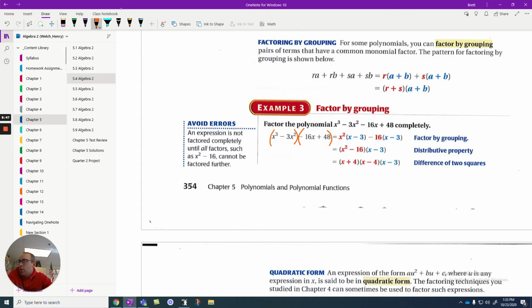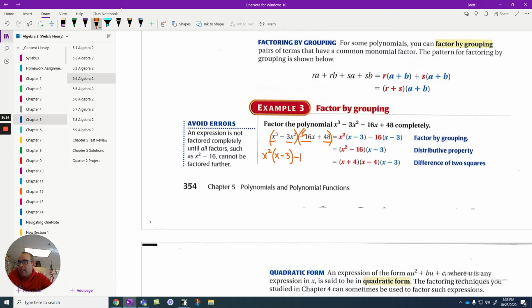I'm now going to just look for what's common. What does x cubed and 3x squared have in common? Well, they both have an x squared. So in this parentheses, if I pull out an x squared, I would have x and minus 3. In the second parentheses, what do these have in common? Well, 16 and 48 both divide by 16. And whatever this sign is right there, I'm going to use it.